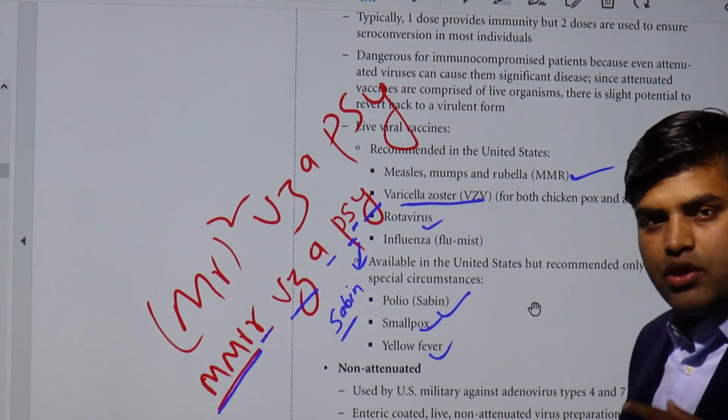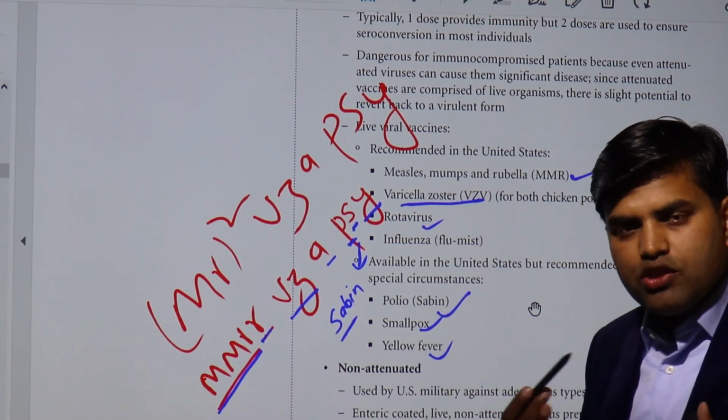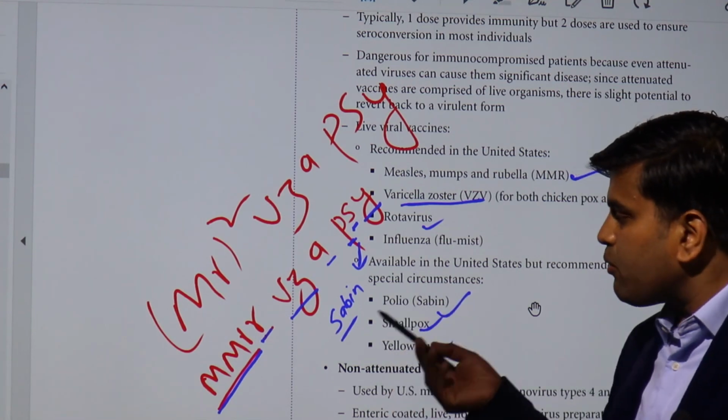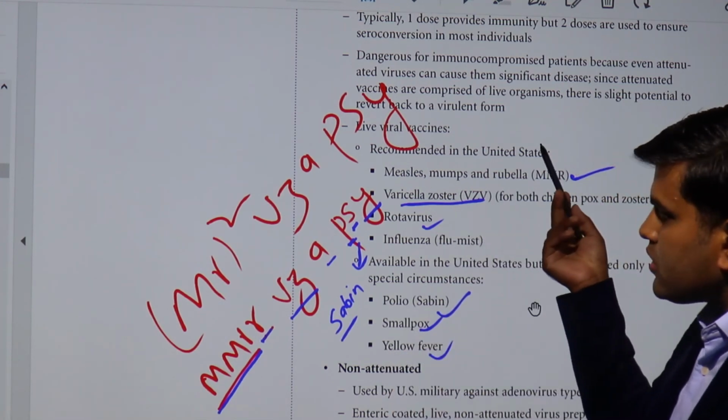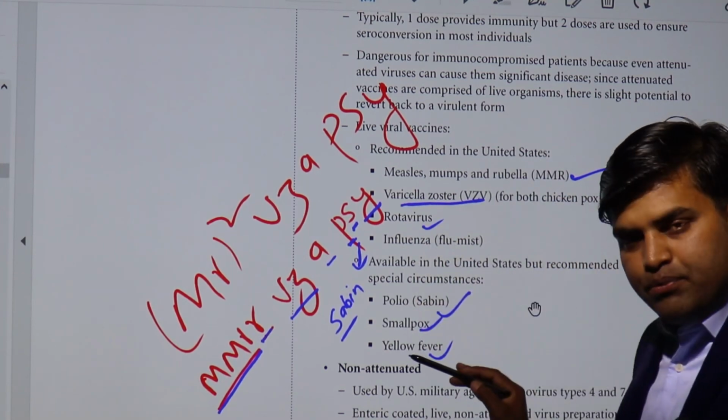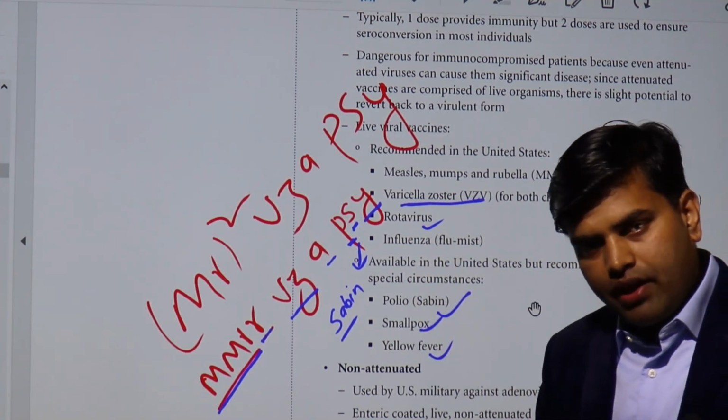You can remember it with your formula, which makes it easy to remember these organisms. But you have to understand this is Mr. VJ Psyche. That is a way to remember the live attenuated vaccines.